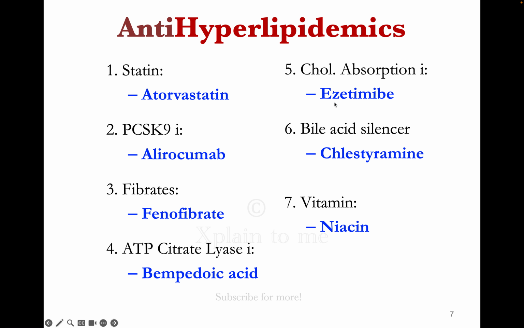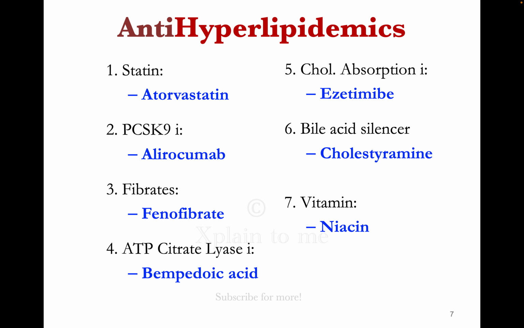Cholesterol absorption inhibitor is ezetimibe. Easy to understand. What is the adverse effect of this drug? If you eliminate a lot of fat into the feces, that will end up in diarrhea. Right? The next class is bile acid sequestrant.